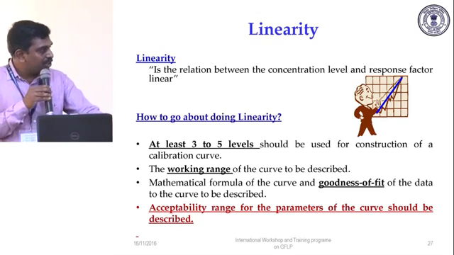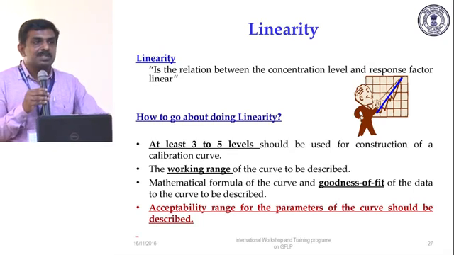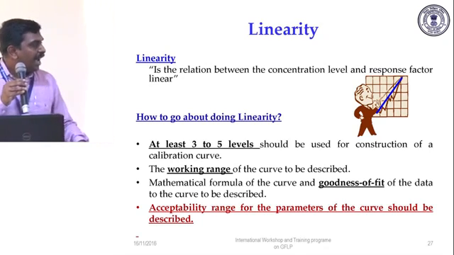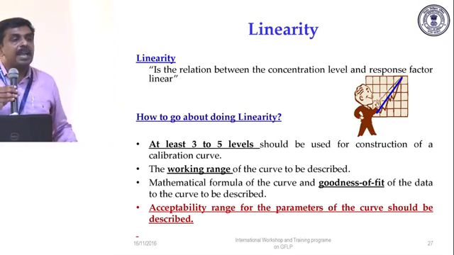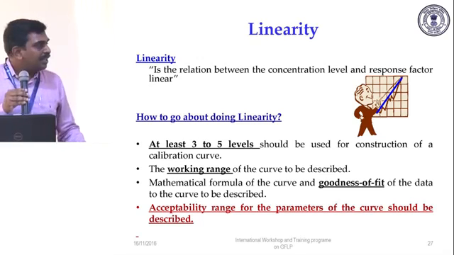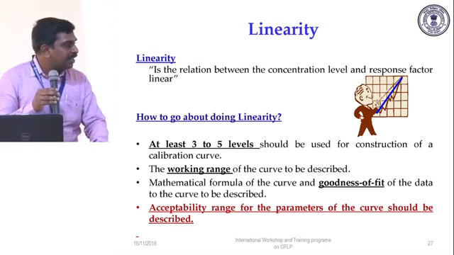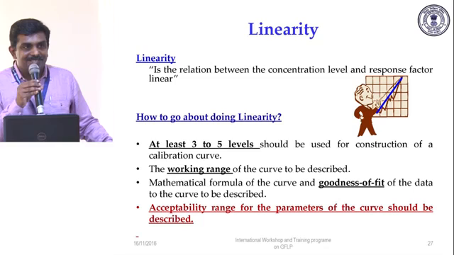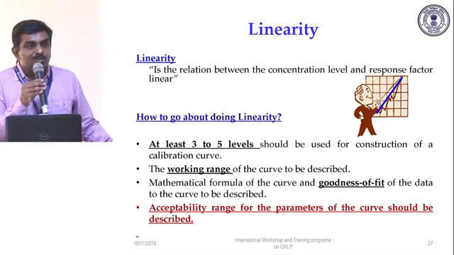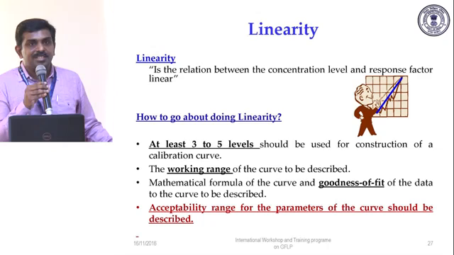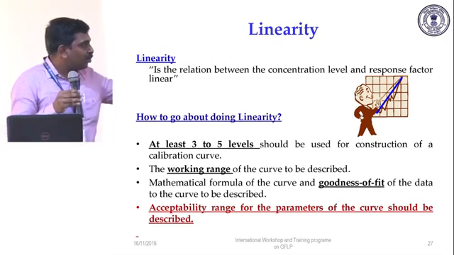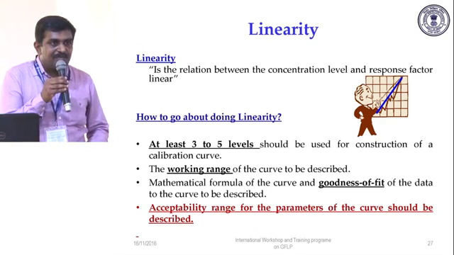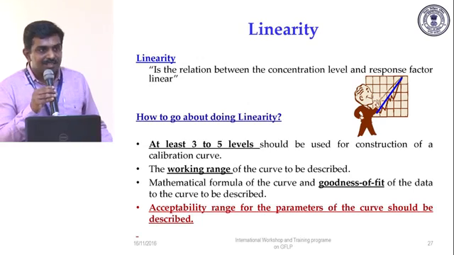Then something called goodness of fit is there. Almost everyone knows y equals mx plus b, that intercept and slope come in a calibration. That is why I have written that the acceptability range for the parameters of the curve should be described. Can you tell what the parameter is which comes in a calibration curve? Correlation coefficient. Where will you put an acceptance criteria if a calibration is coming?